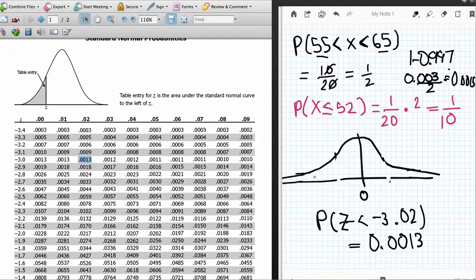So if this is 3, 0.302 is out here. So the area under the curve, I would expect to be less than this approximate value of 0.0015. So this area right under here, according to the standard normal distribution, is 0.0013. And that's how you find normal probabilities.